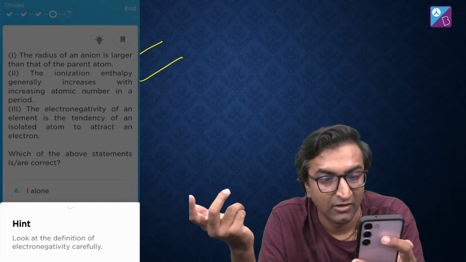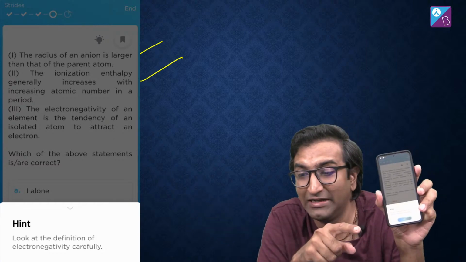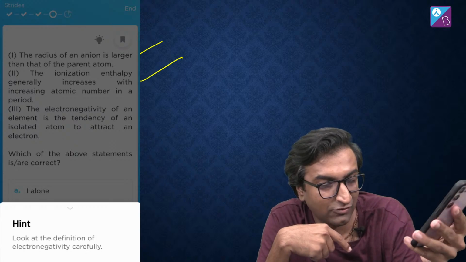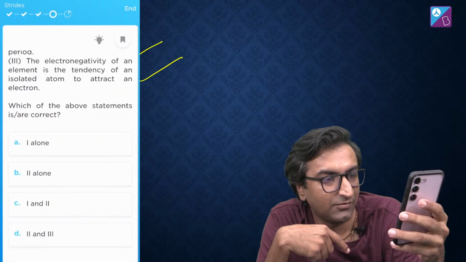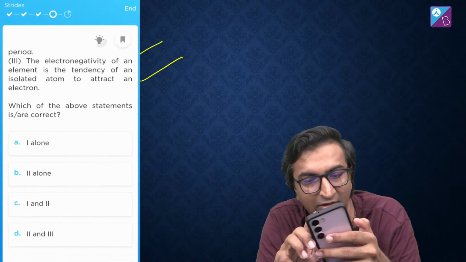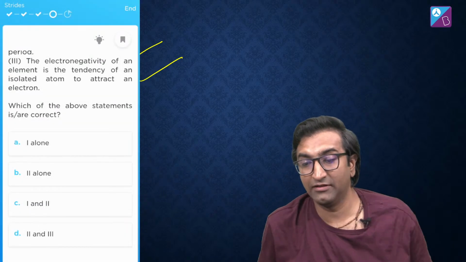Let's take the hint. Look at the definition of electronegativity carefully. See, they caught it, right? Yeah, Saurabh says D. No man, 3 is wrong. 3 has to be wrong. Let's see the hint again. The hint says look at the definition of electronegativity.